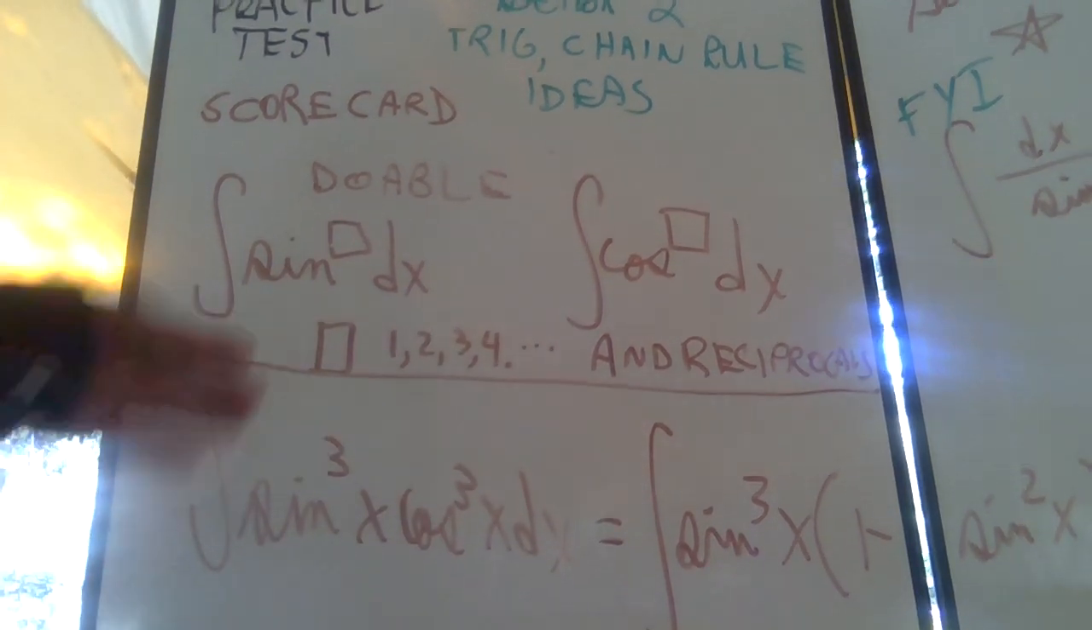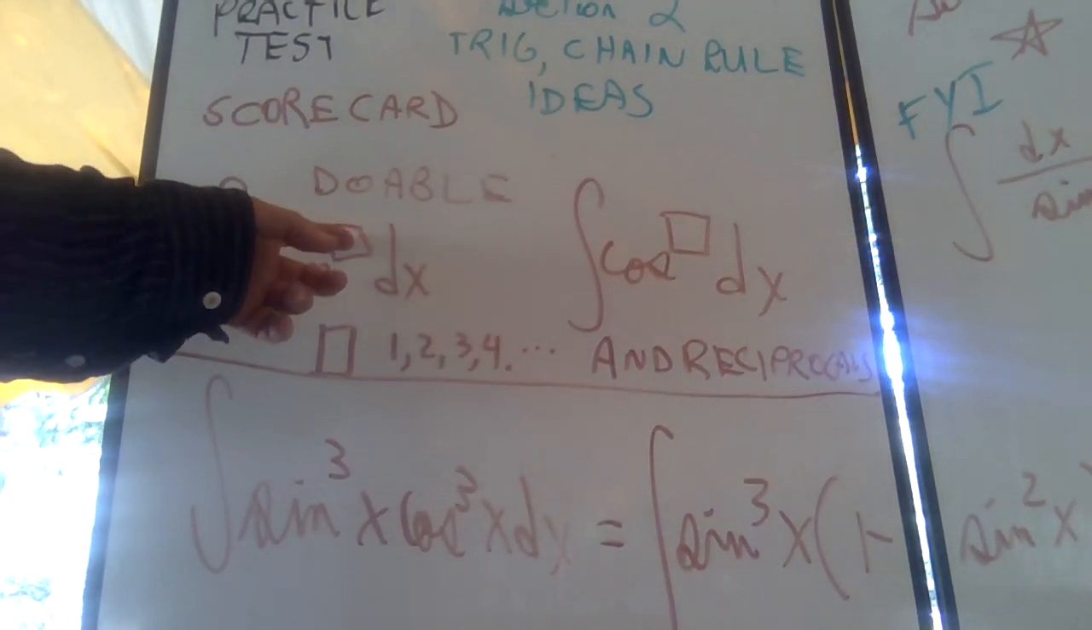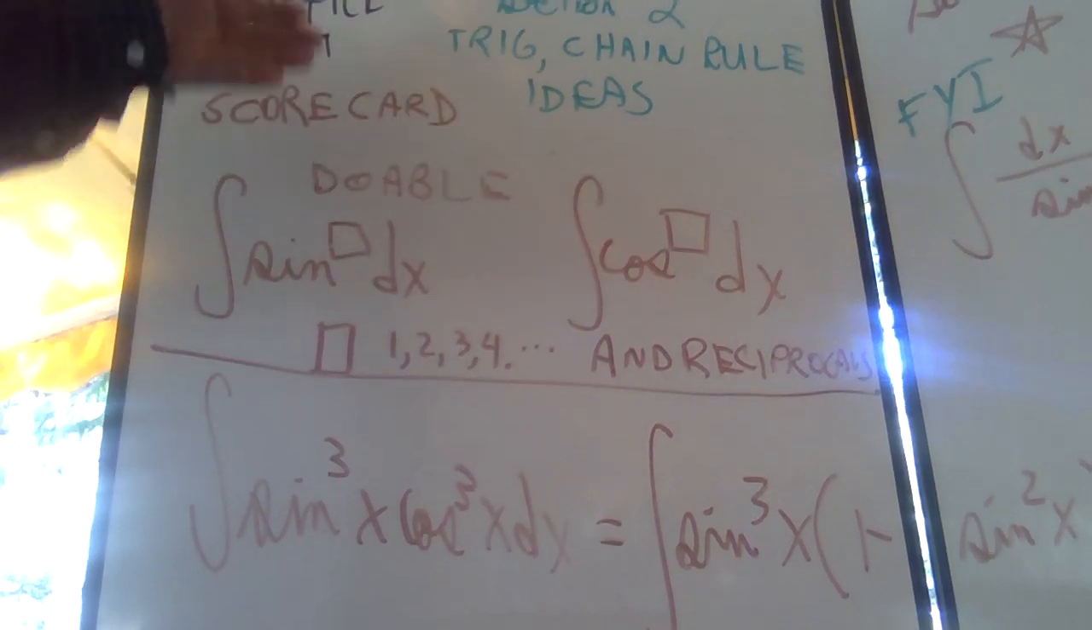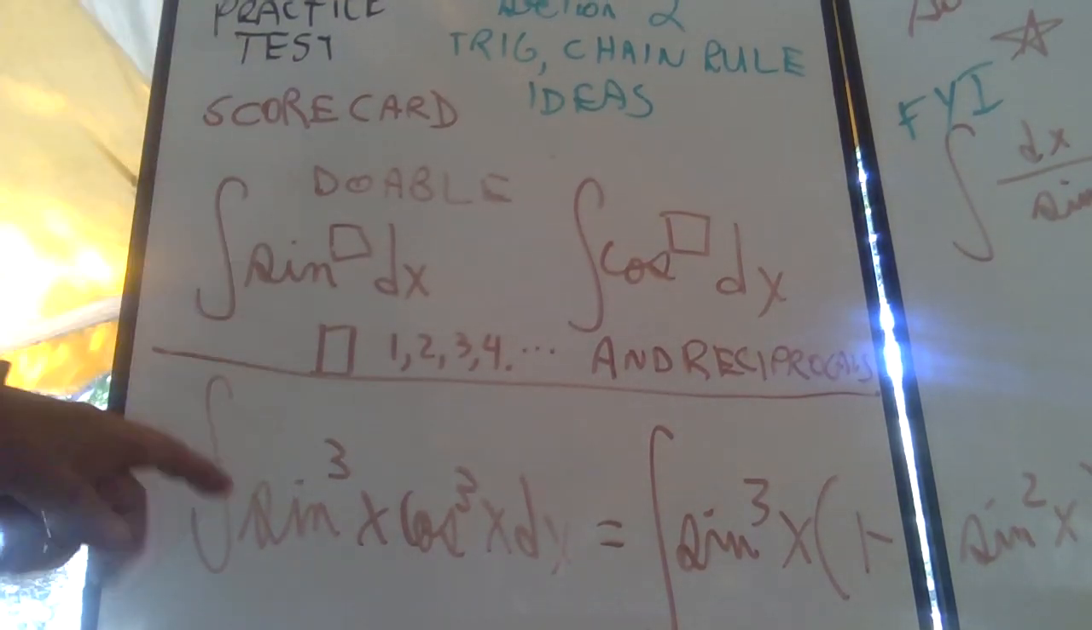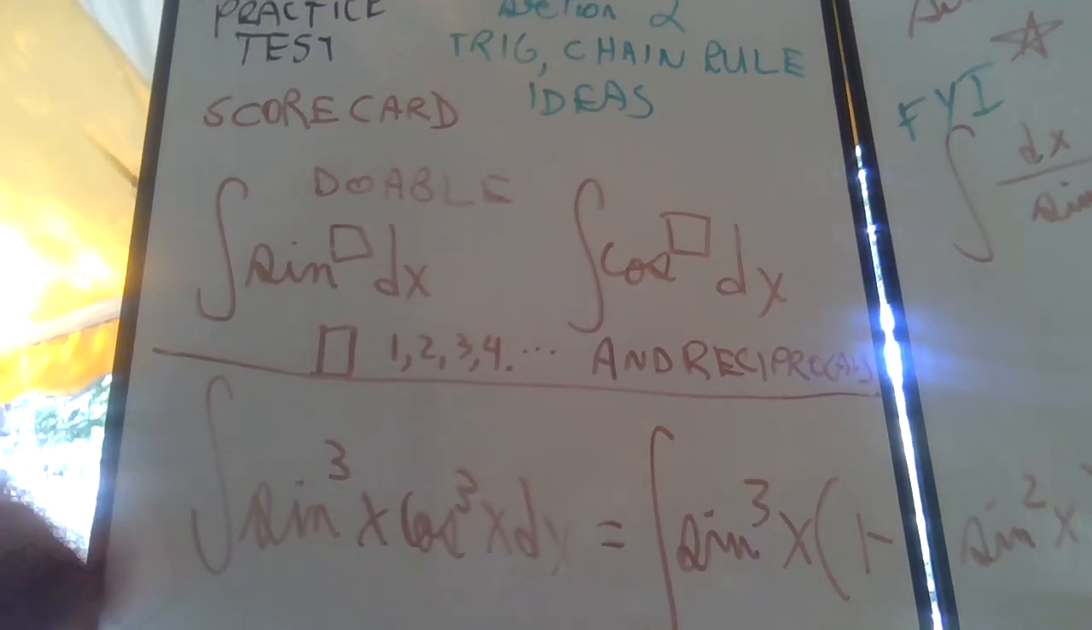That family of sine to the first, sine to the second, sine to the third, sine to the fourth, etc., and then 1 over sine squared. All doable. Same thing with the cosines. So here's a quick example.